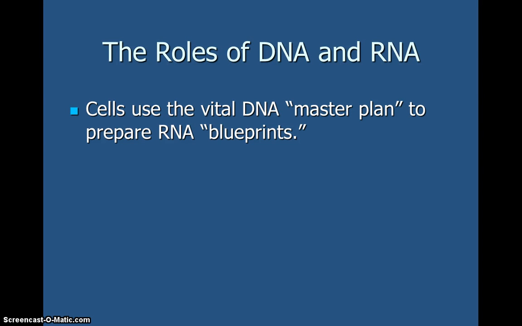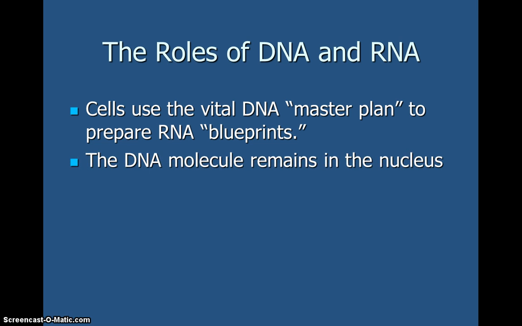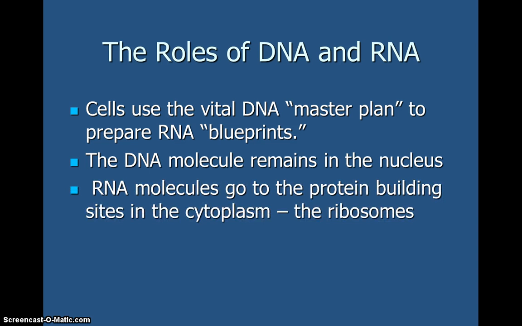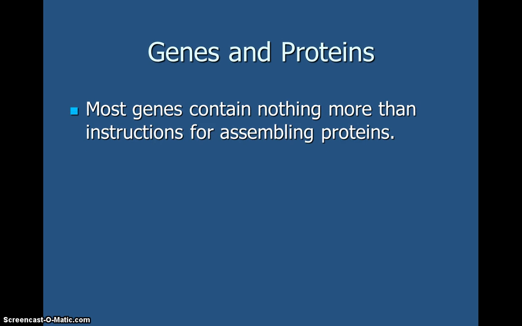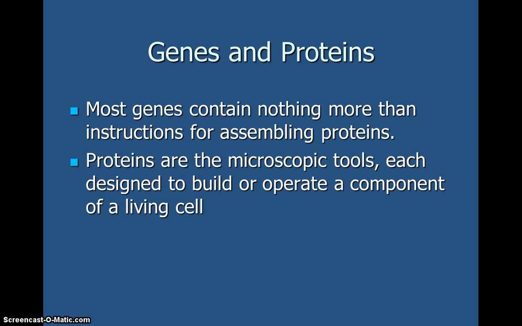So the roles of DNA and RNA. Cells use the vital DNA, or the master plan, to prepare RNA, which are the blueprints. DNA remains in the nucleus, and RNA molecules go to the protein building sites in the cytoplasm, which are ribosomes. Most genes contain nothing more than instructions for assembling proteins. Proteins are the microscopic tools, each designed to build and operate a component of a living cell.